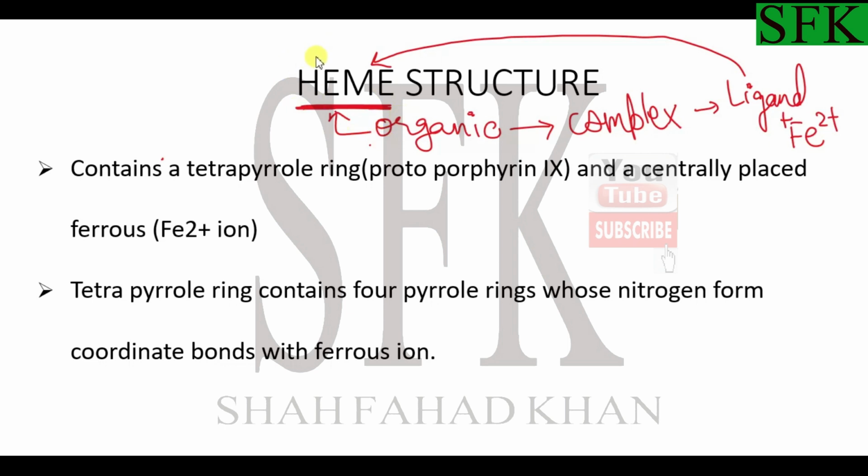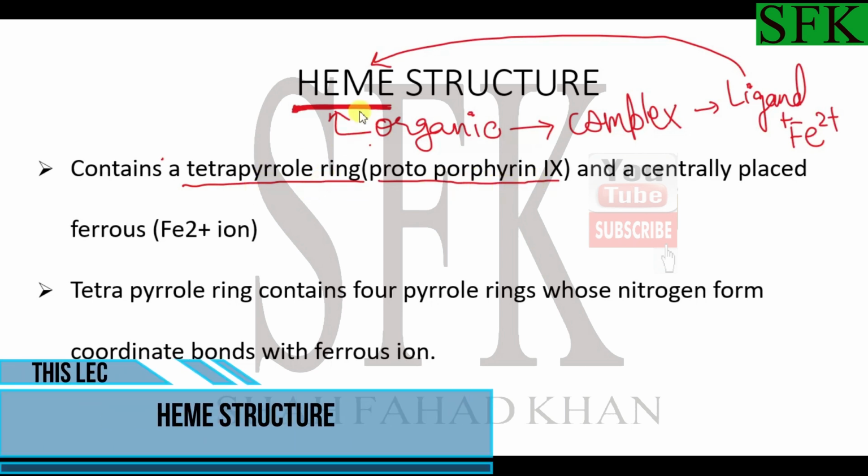The function of the heme structure varies from protein to protein, and it depends upon the type of protein in which it is present. It depends upon the arrangement or the microenvironment around the heme group, which is created by the protein chains. The arrangement of the globin chain dictates the role of the heme group in those proteins. Okay, so it basically contains a tetrapyrrole ring, the type of which is protoporphyrin 9, and a centrally placed ferrous ion.